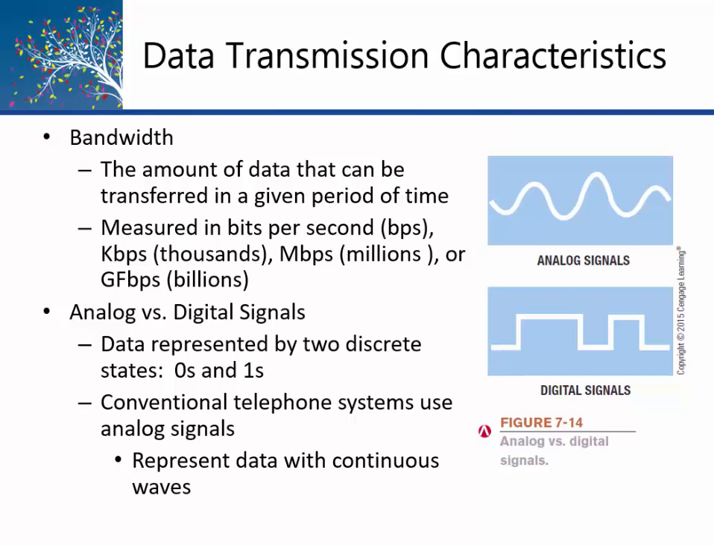But we can still work with analog through frequency modulation and amplitude modulation and other techniques to transfer our information there. What about bandwidth? Regardless of whether it's analog or digital, what are we talking about? Is that the same thing as speed? No, bandwidth is not the same thing as speed. Higher bandwidth tends to transfer data faster, but it's not the same as speed.